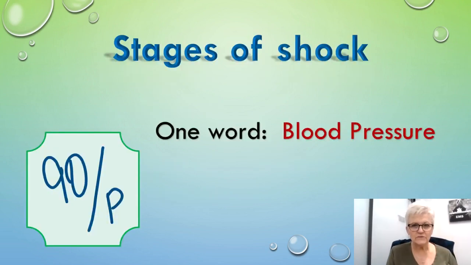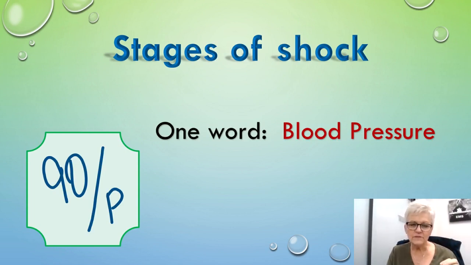So let's talk about stages of shock first. One word. Okay, it's technically two: blood pressure. Based on what we know about pathophysiology, we have to have an adequate blood pressure in order to have enough pressure to push those red blood cells through the vessel to deliver oxygen to the cells. We can have all the oxygen in the world stacked on that red blood cell, but if we can't move it to the cells in the body, it's not doing any good. And it's the blood pressure that moves that red blood cell.